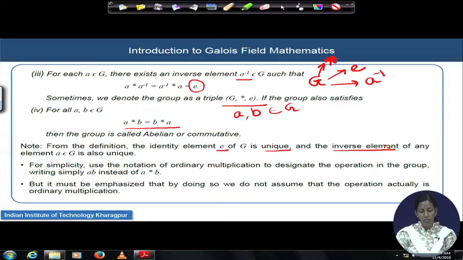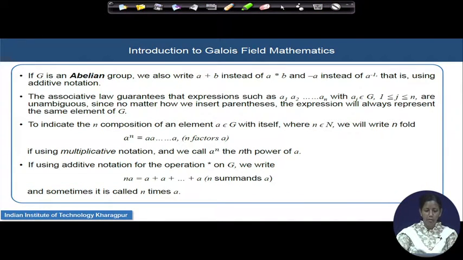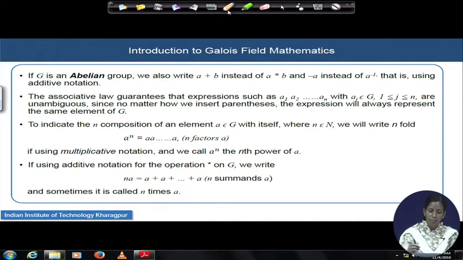For simplicity, from now onwards, instead of writing A star B, we may use AB, but remember that this AB does not mean the normal multiplication that we understand in conventional arithmetic. Similarly, if the group is an abelian group, then instead of writing A star B, we can write A plus B, and we can also write minus A instead of A inverse.